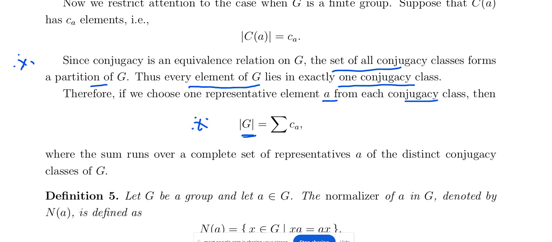This is a very important point. The sum runs over the complete set of representatives A of the distinct conjugacy classes of G.